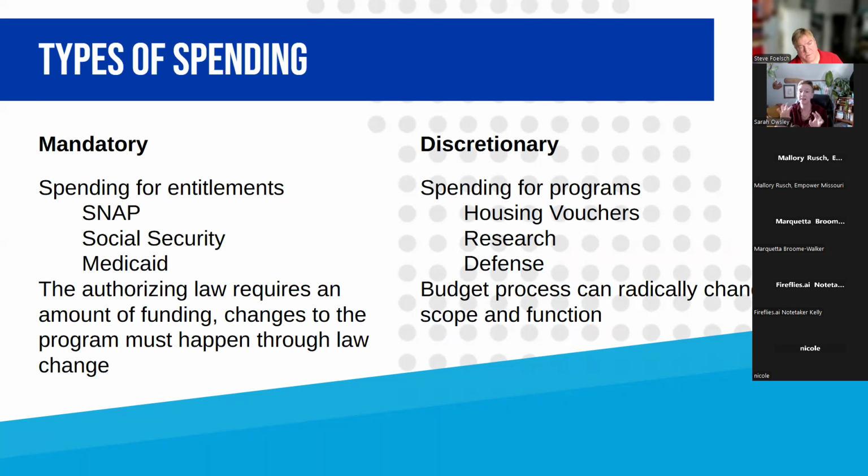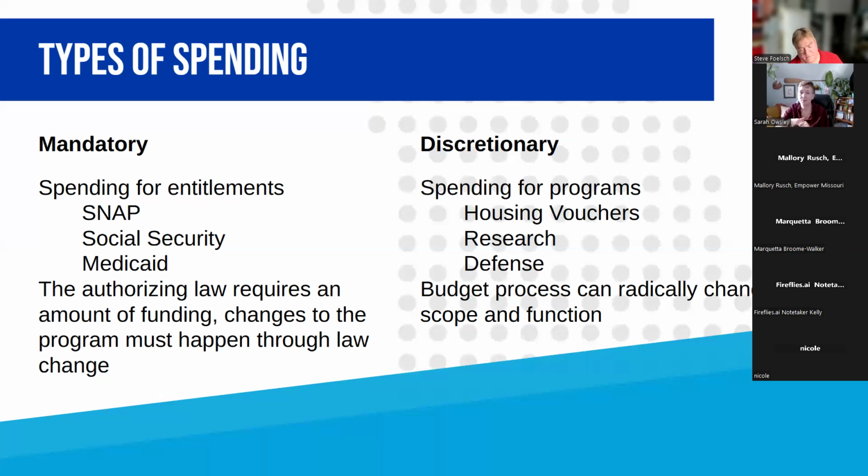At the federal level, the things that are going to be most common to most of us in this room, in mandatory spending, we can think about entitlement programs. So that is SNAP, Social Security, Medicaid. If you qualify for it and you apply for it and then you receive it, it is probably part of the mandatory budget. This means that the authorizing law requires an amount of funding, but there are some changes that happen to that funding over time. But the outside structure really goes through a law changing process, and we can't through the budget make substantial changes to those programs, generally speaking.